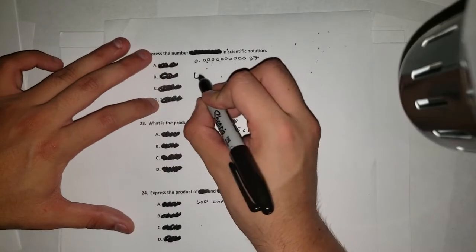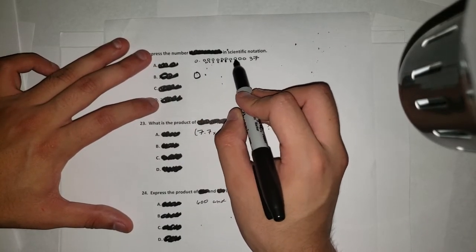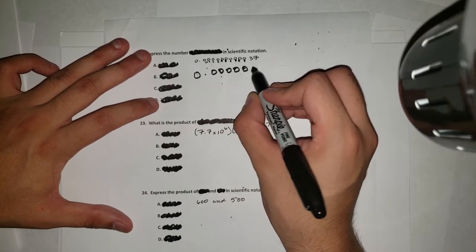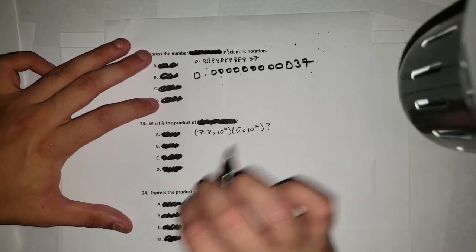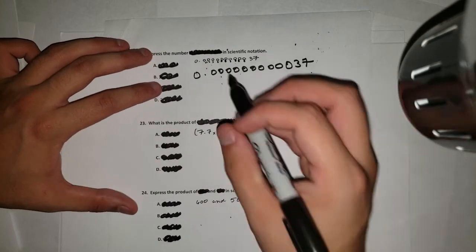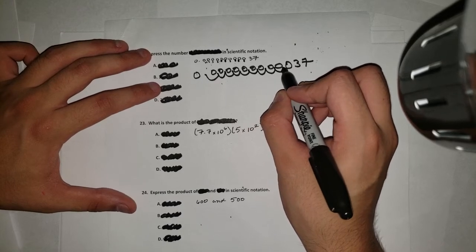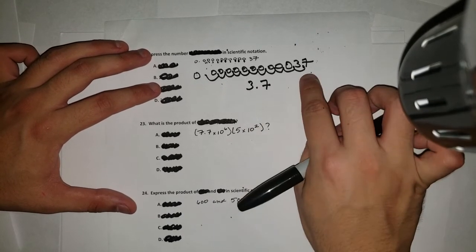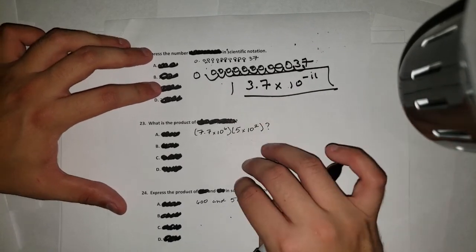The number is right here, so it's 0. Let's see, 1, 2, 3, 4, 5, 6, 7, 8, 9, 10 zeros, with 3, 7. We want scientific notation, so we need to jump until we get a number between 1 and 10. So we'll go 1, 2, 3, 4, 5, 6, 7, 8, 9, 10, 11. So we get 3.7, we stopped here, times 10 to the negative 11. That's it. You're done. Problem's over.